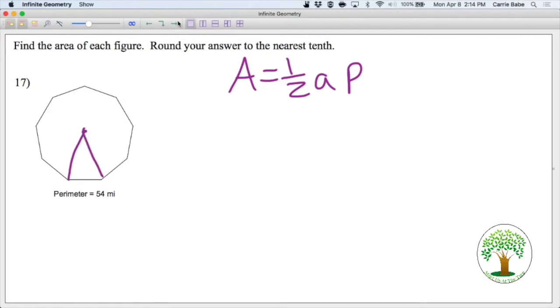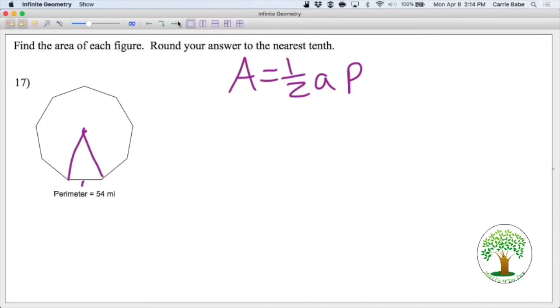So how many sides are there here? Is it 7 or 11? 9. I knew it was odd, because odd ones have a point at the top instead of being flat on the bottom. So 9. So we're back to square one. 54 divided by 9? 6.